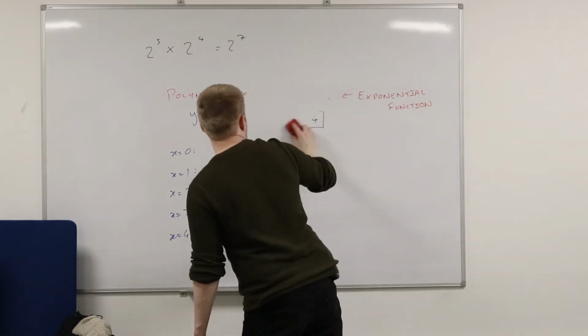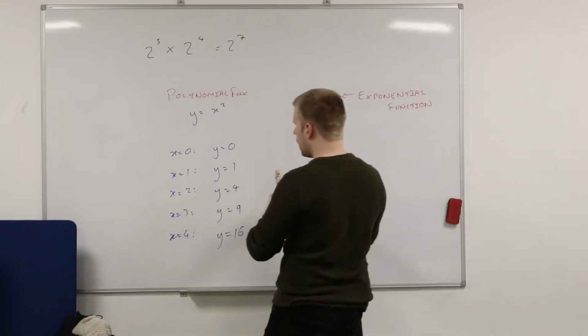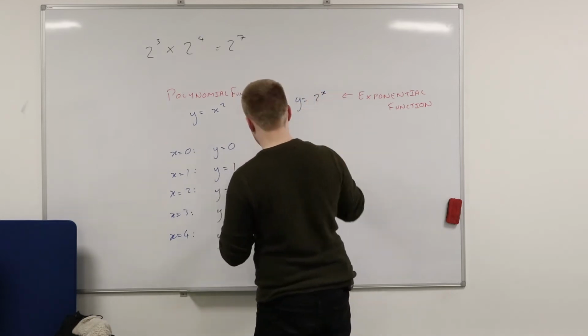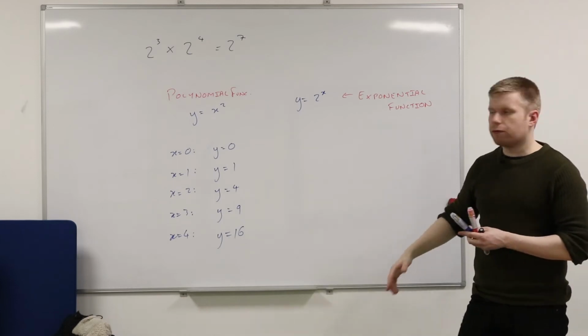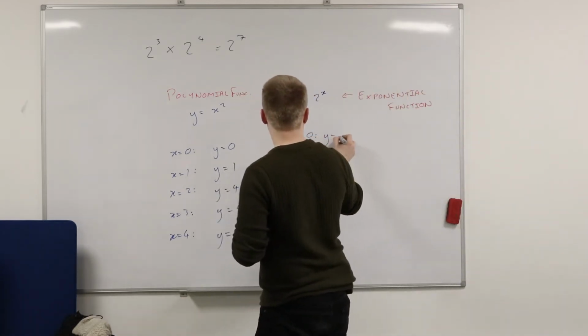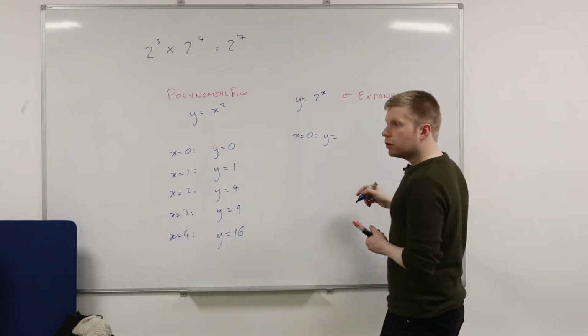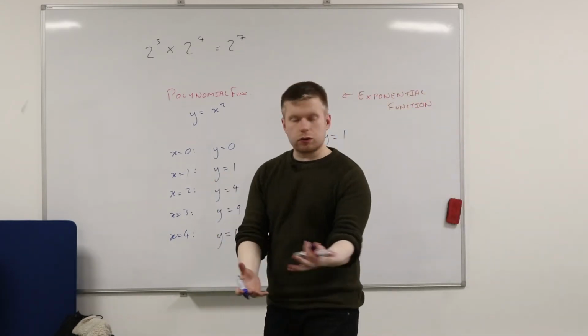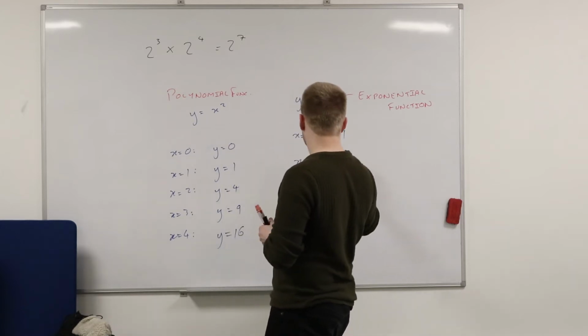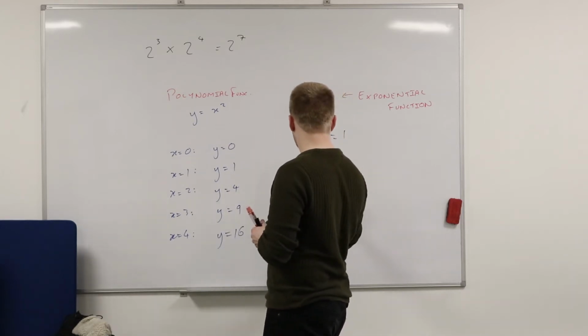So if I just rewrite this, let's try y equals 2 to the power of x. Let's think about what happens for different values of x. If x equals 0, what would y be equal to in this case? 1. Anything to the power of 0 is always 1. What about x equals 1? What would y be equal to? 2. And if x equals 2, what would y be equal to?